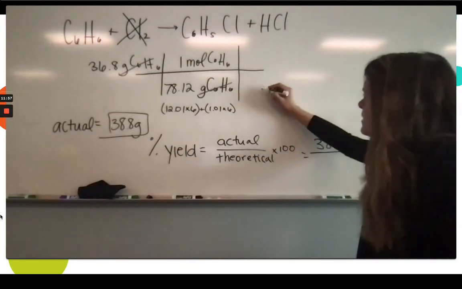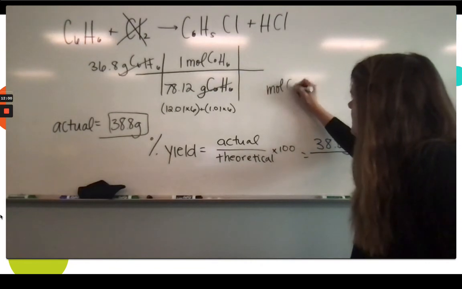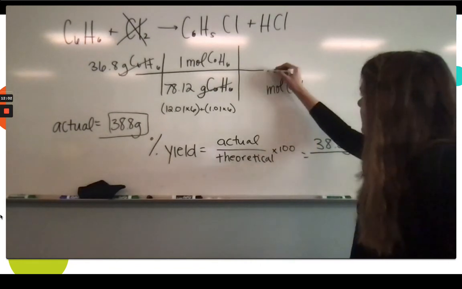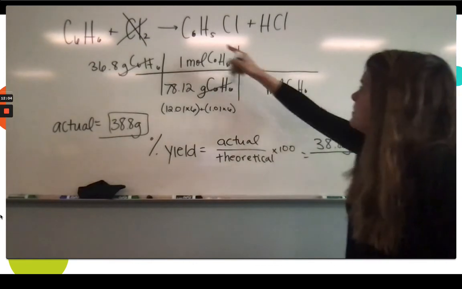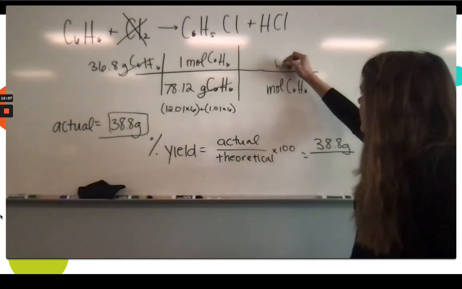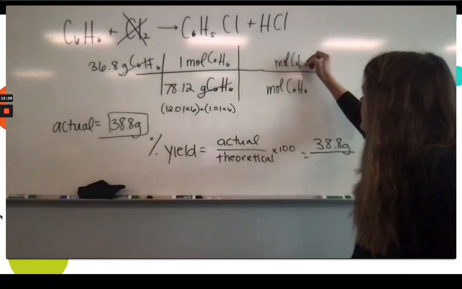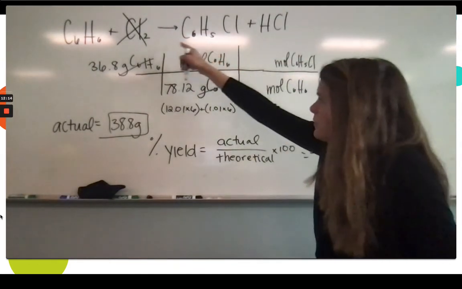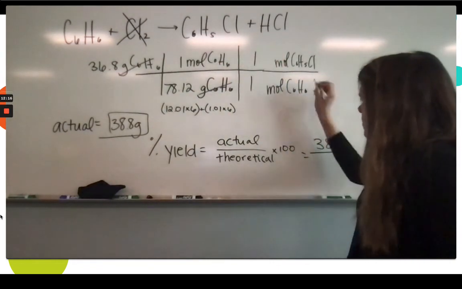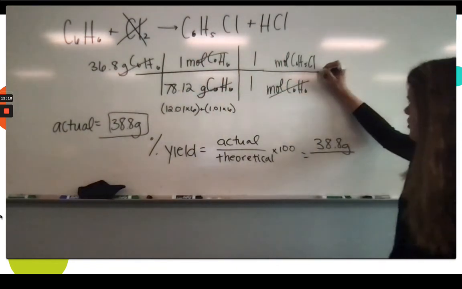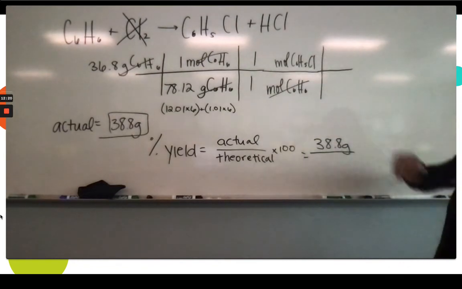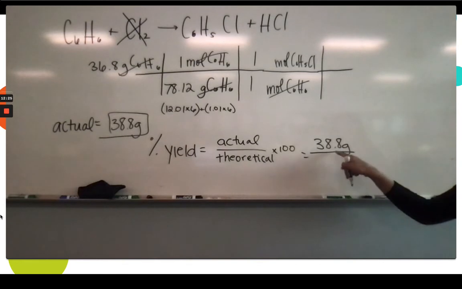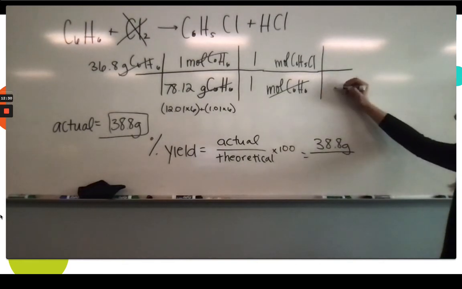Our next step is we have moles of C6H6 on the bottom, and we need to somehow get to moles of C6H5Cl. And we're going to do that using our mole ratio, and our mole to mole ratio here is just 1 to 1, so it's a pretty easy one. Cancel out our moles of C6H6, and now we're at moles of C6H5Cl. Notice our actual yield is given in grams, so our theoretical also needs to be given in grams, so we need to turn this into grams.